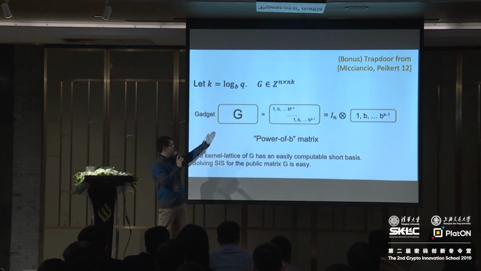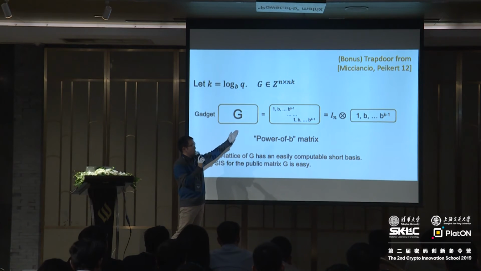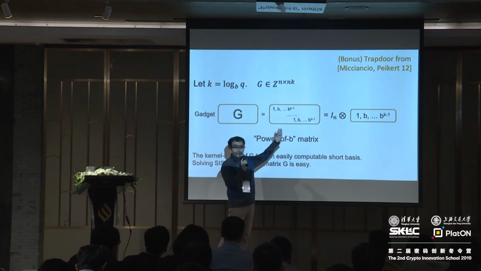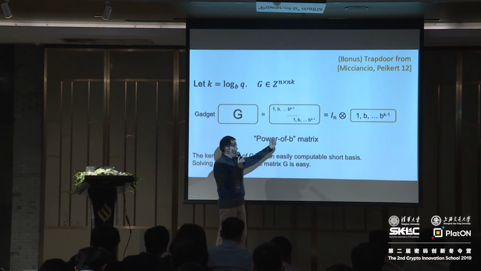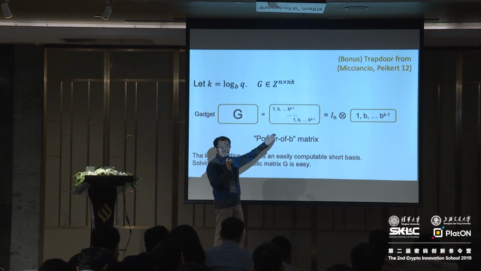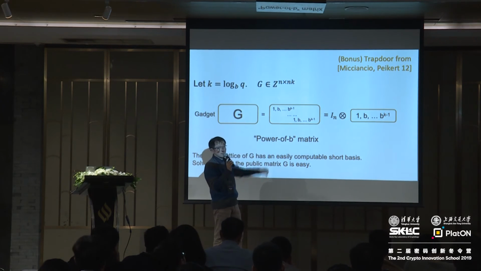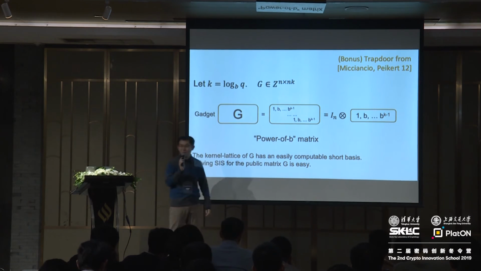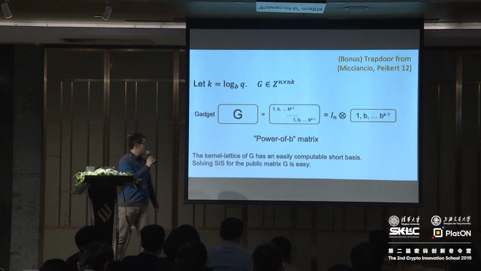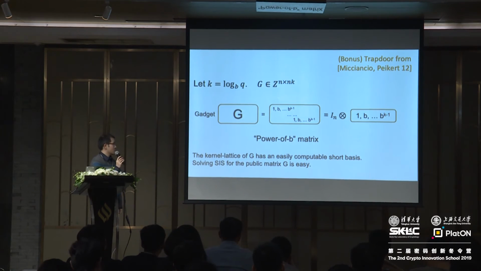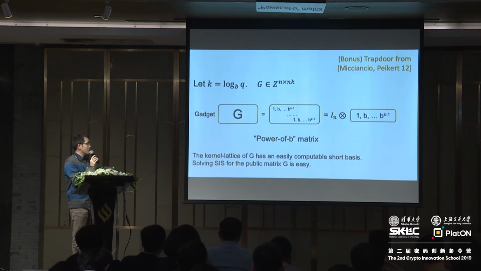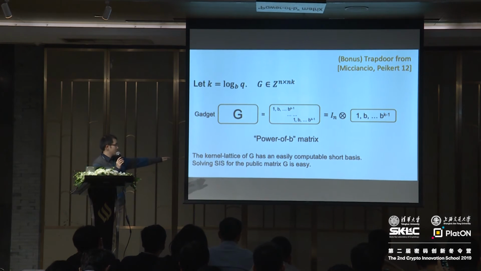So you're given 1, 2, 4, 8, and so on, all the way to 2 to the k minus 1 in the first row. Then shift in the second row, and so on, all the way to the last row. Another way to write it is the identity matrix tensored with this gadget vector 1, 2, 4, 8, 16. It turns out that this gadget lattice has an easily computable short basis.